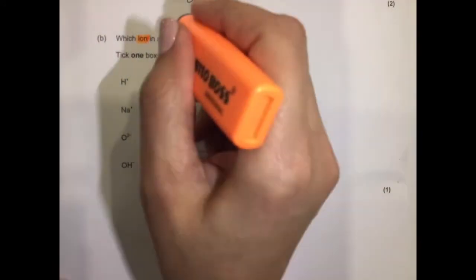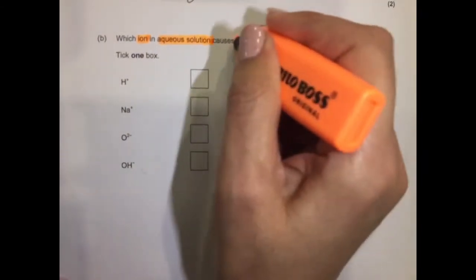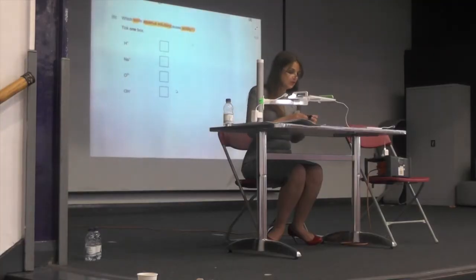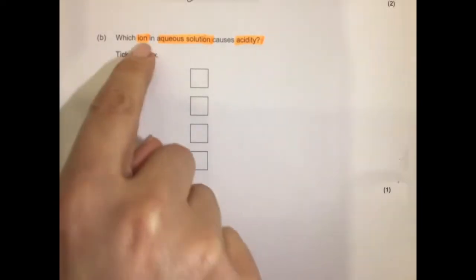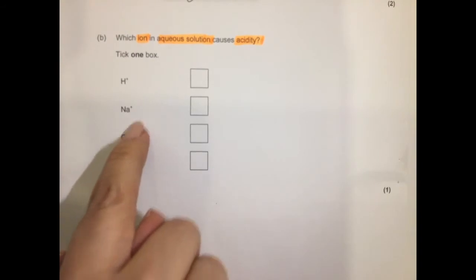Now, this next one could be a little bit tricky because of the language it uses. It says, which ion in aqueous solution causes acidity? There's two things there that you may not know. What is an ion? If you don't know what an ion is, you can't answer this question, but you can have a good guess. It's one of these. What have they all got? They've got a letter, and a plus or a minus. What do we call that? It's a charge. So an ion is a charged particle.